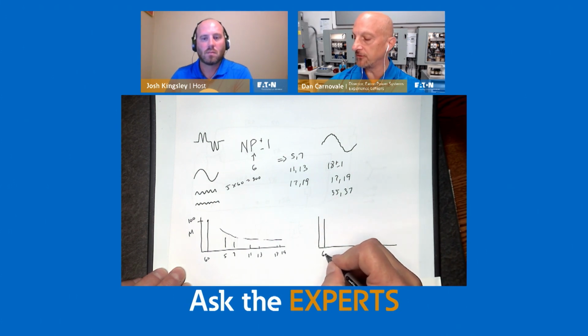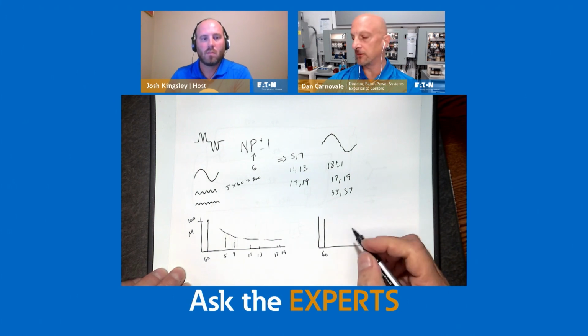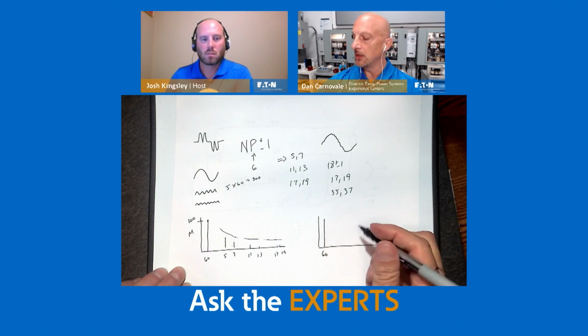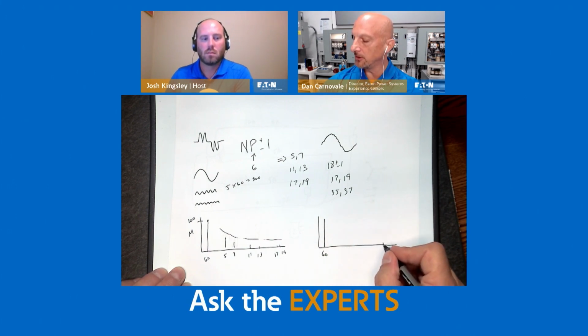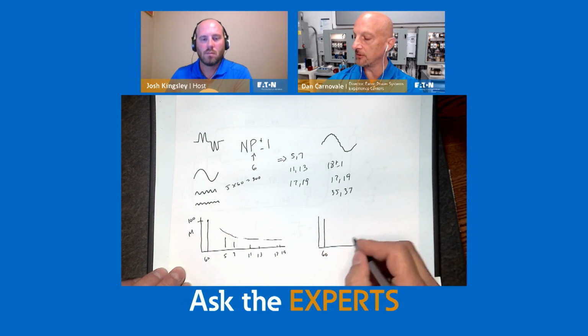By the way, what's the fundamental doing? That's what's doing the work. The harmonics are kind of extra currents that are part of the process of converting from AC to DC, and we have to live with them. So if you have fewer harmonics to start with, the 17th and 19th and all these other ones go away.